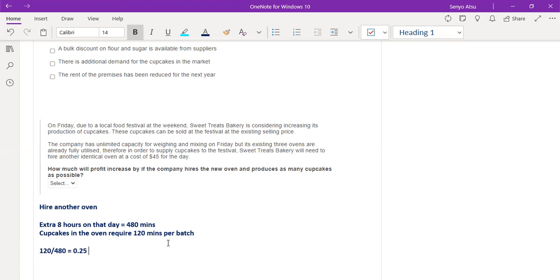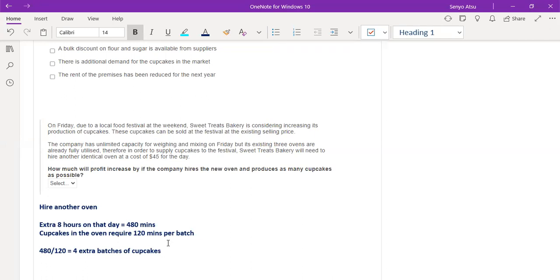Or is it the other way around? If I've got 480 minutes and each batch requires 120, how many batches can I get in 480 minutes? So 480 divided by 120, I can make 4 extra batches. So simply put, that extra oven I hire on Friday, specifically for making extra cupcakes, can make 4 extra batches of cupcakes.